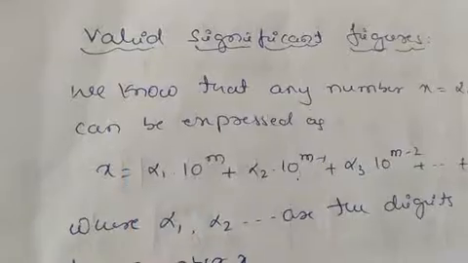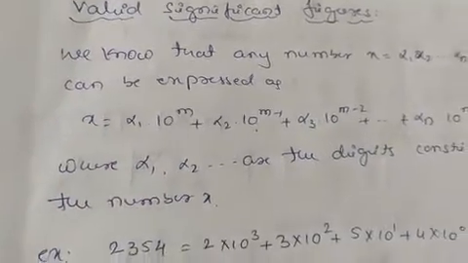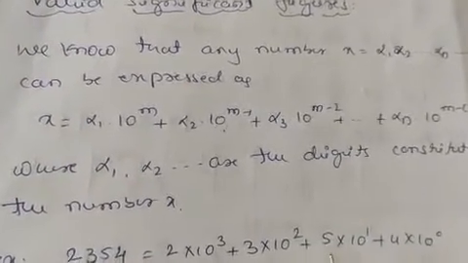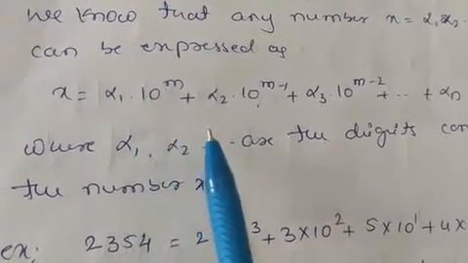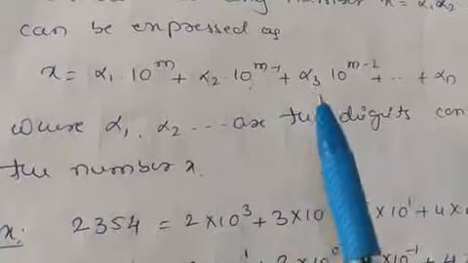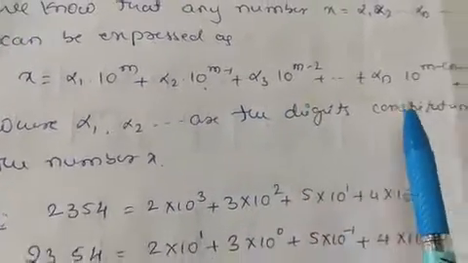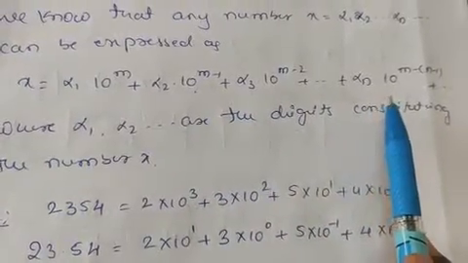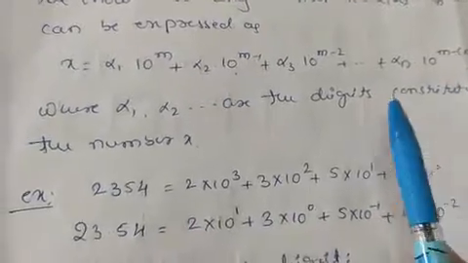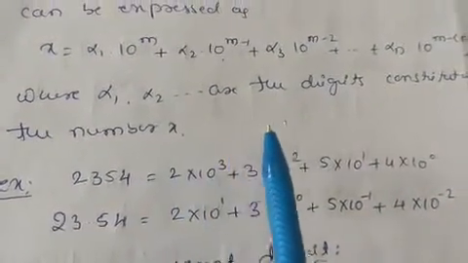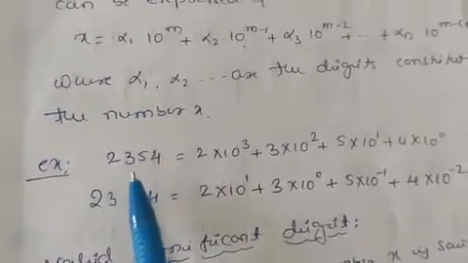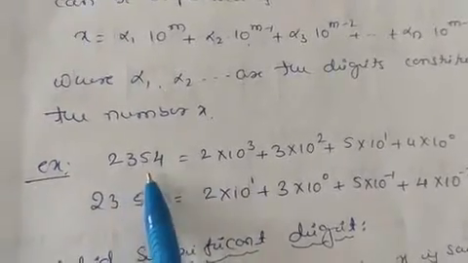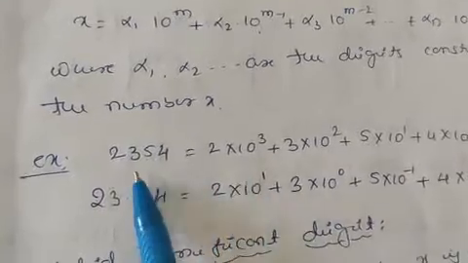Next comes valid significant figure. We know that any number x can be expressed in the form alpha 1 10 raised to m plus alpha 2 10 raised to m minus 1 plus alpha 3 10 raised to m minus 2, etc., plus alpha n 10 raised to m minus n minus 1, plus so on, where alpha 1, alpha 2, etc. are the digits constituting the number x. For example, 2354 can be expressed as 2 into 10 raised to 3.